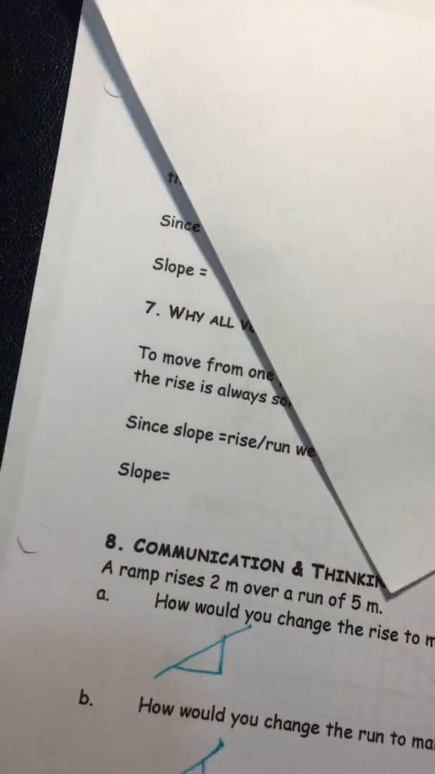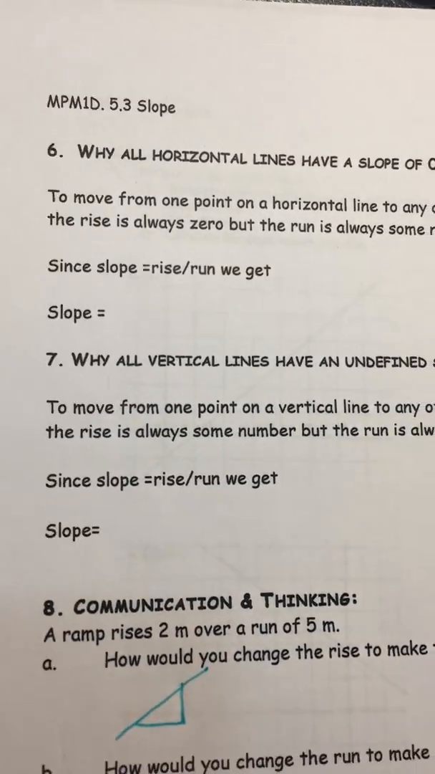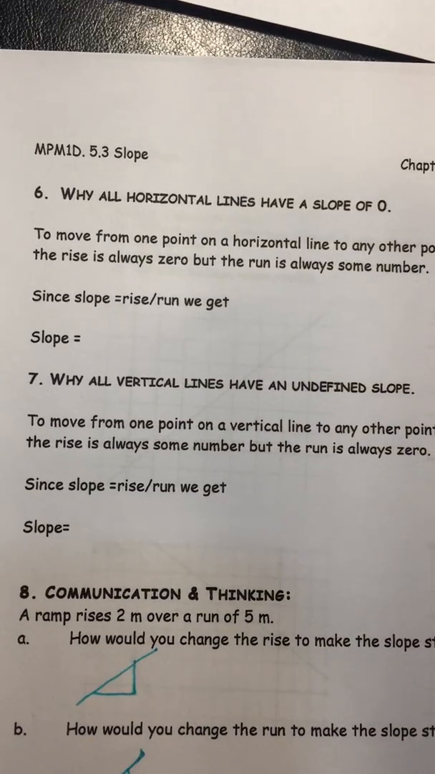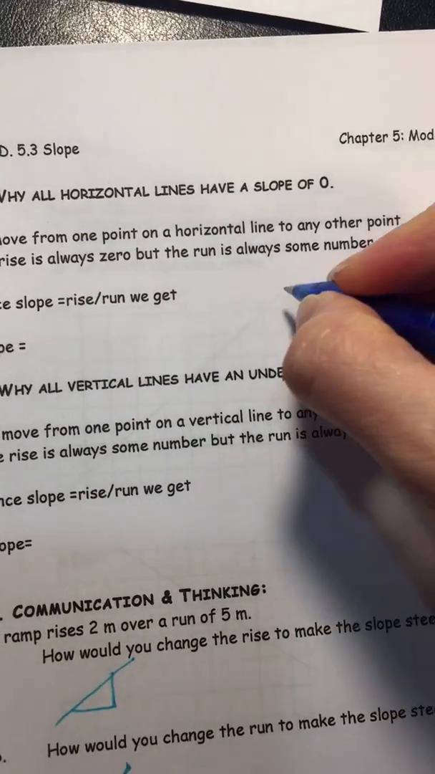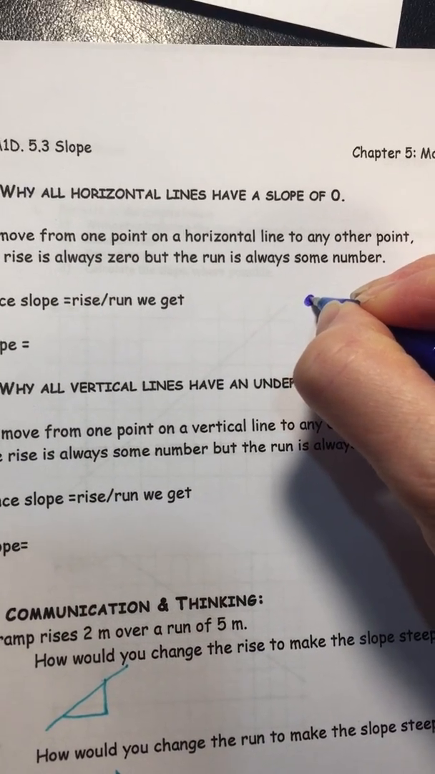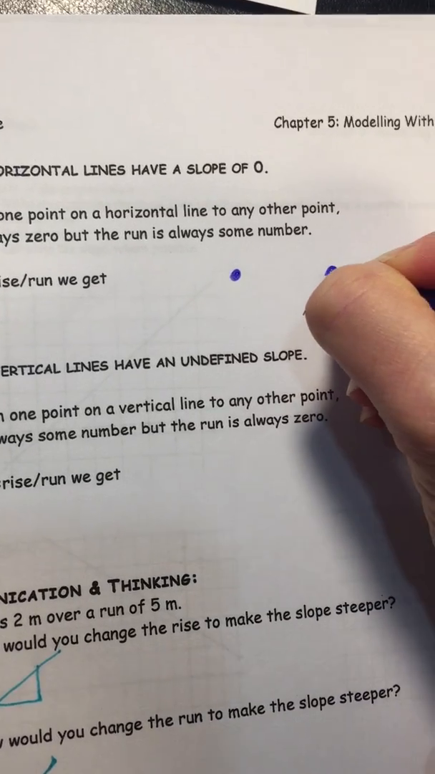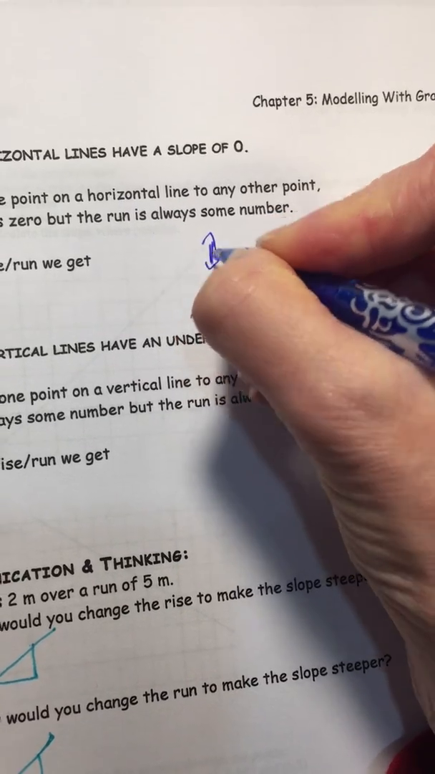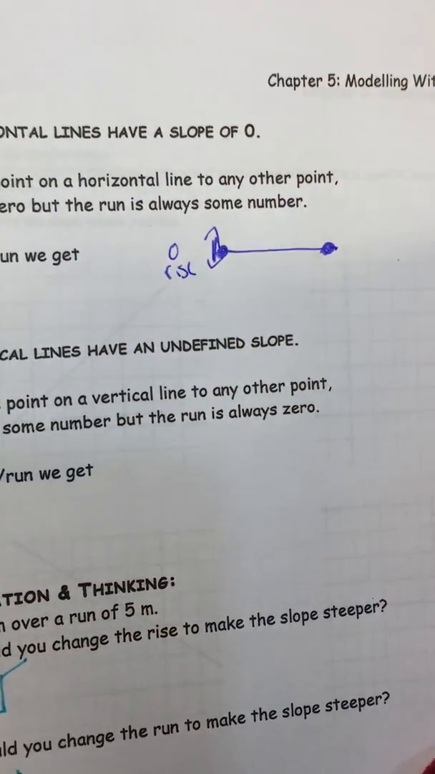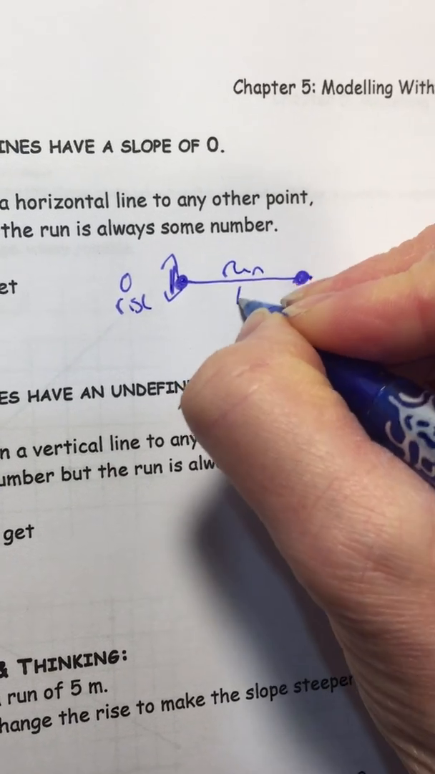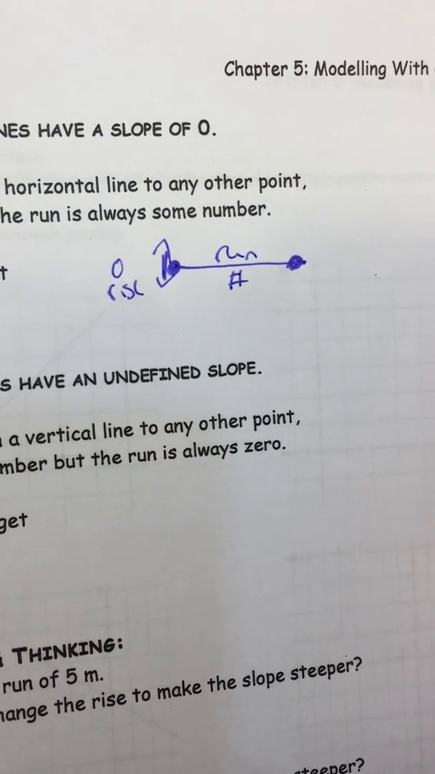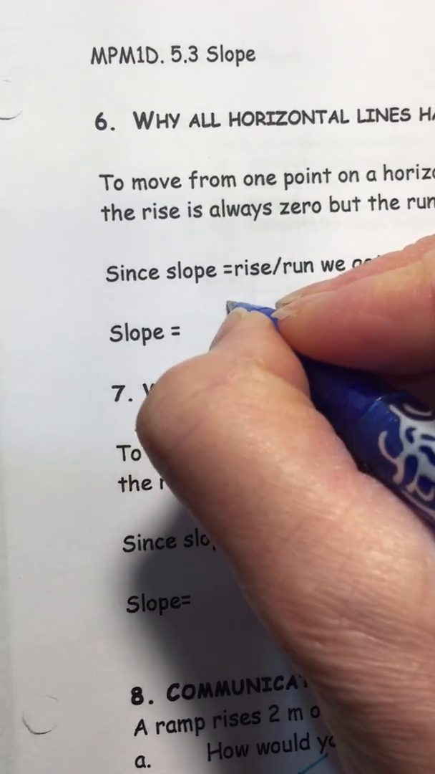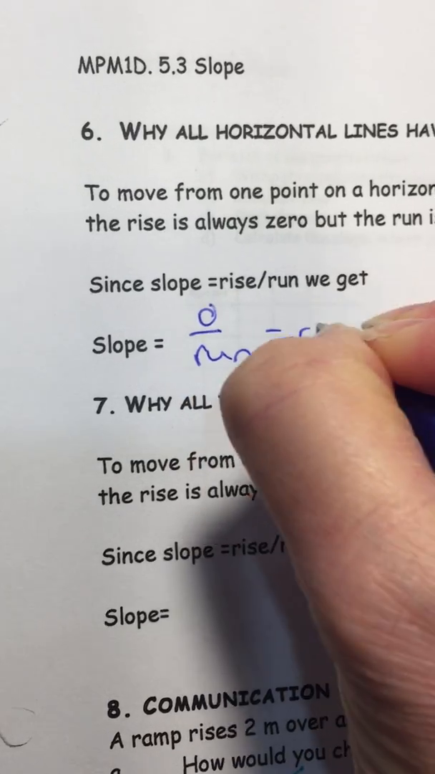Okay, we're going on to number 6. Now, I've already talked about this, but I just want to write it down. Why all horizontal lines have a slope of 0. To move from one point on a horizontal line to any other point on a horizontal line, you will always have a 0 rise, and yet you will run some number. You're going to run somewhere to get there. So the slope is always equal to 0 over run, and that's equal to 0.